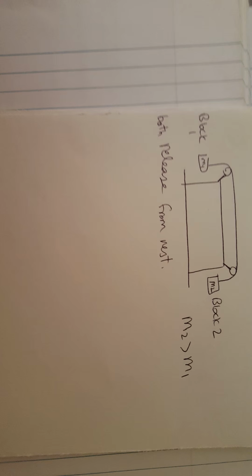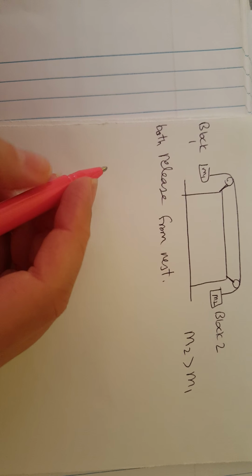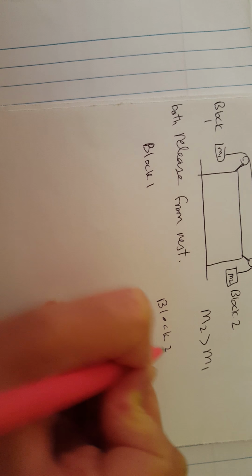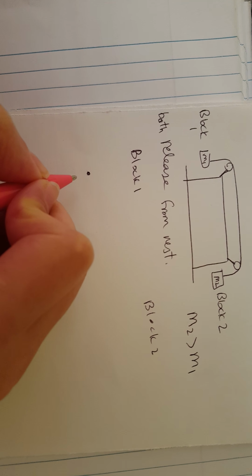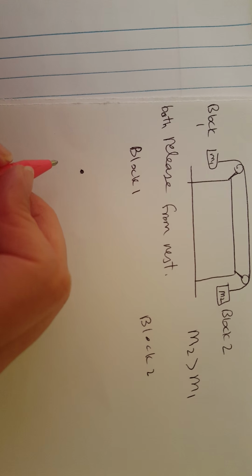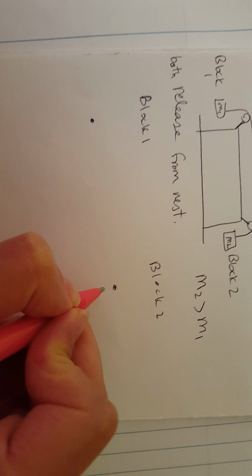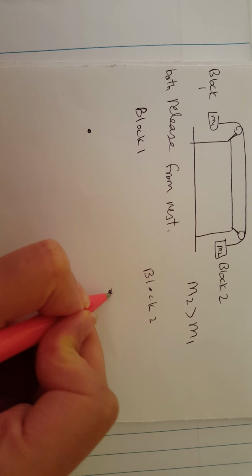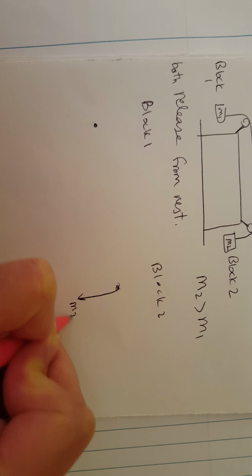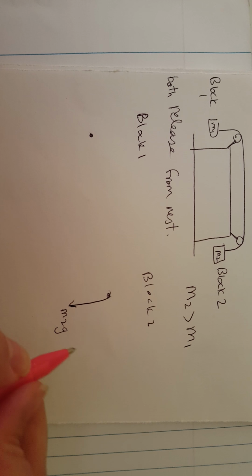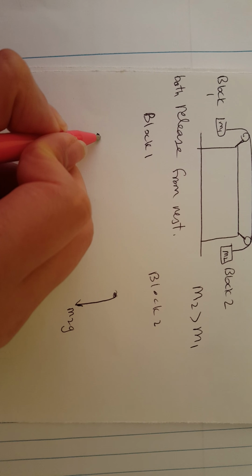So if I want to draw, let's say this is block number 1 and this is block number 2. And as we know, M2 is bigger than M1. So starting from, let's say, the free body diagram of M2, I'm going to be drawing a longer vector for the weight of M2 compared to M1.